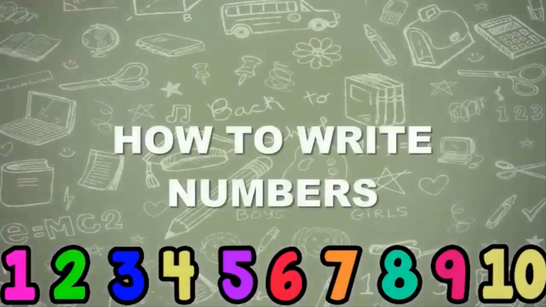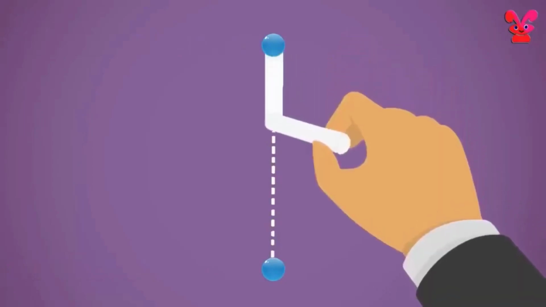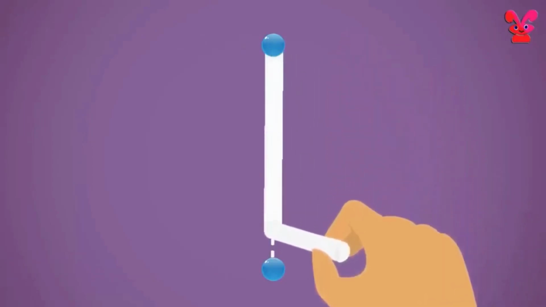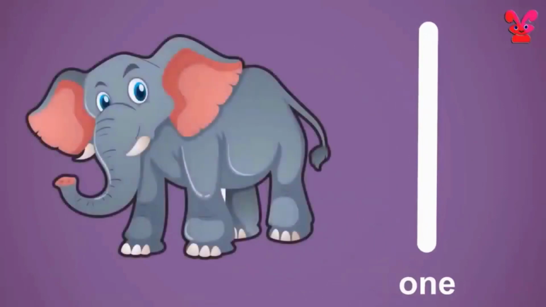We will learn how to write numbers. 1. Follow the dots to write the number. 1 elephant.